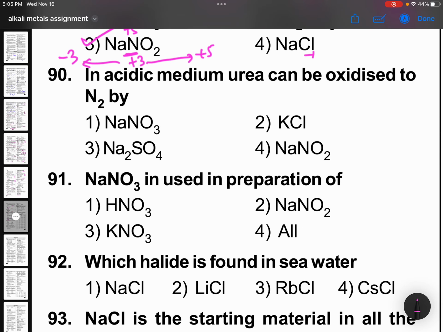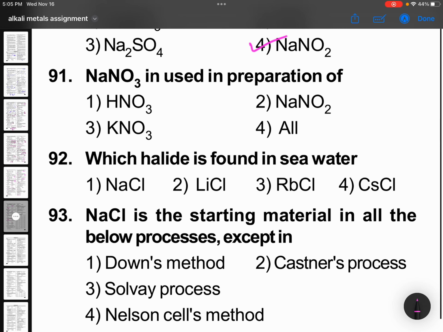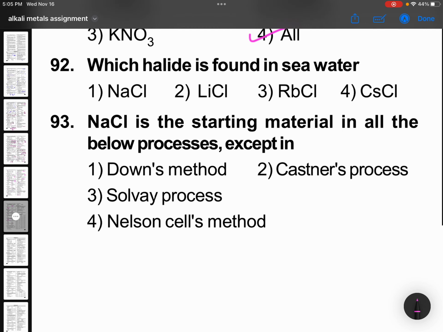In acidic medium, urea can be oxidized to N2 by, again memory, NaNO2. NaNO3 is used in the preparation of, all these can be prepared. Which halide is found in seawater? 92nd, sodium chloride. Whenever you go to the beach, just don't think of dance. Taste the water. Okay, don't taste, it is too salty. NaCl is the starting material in all the below processes except in Castner's process. In Castner's process we use molten sodium hydroxide.